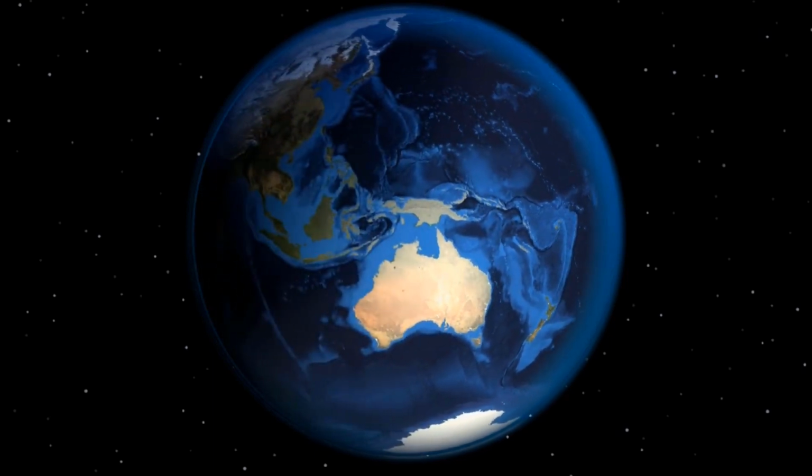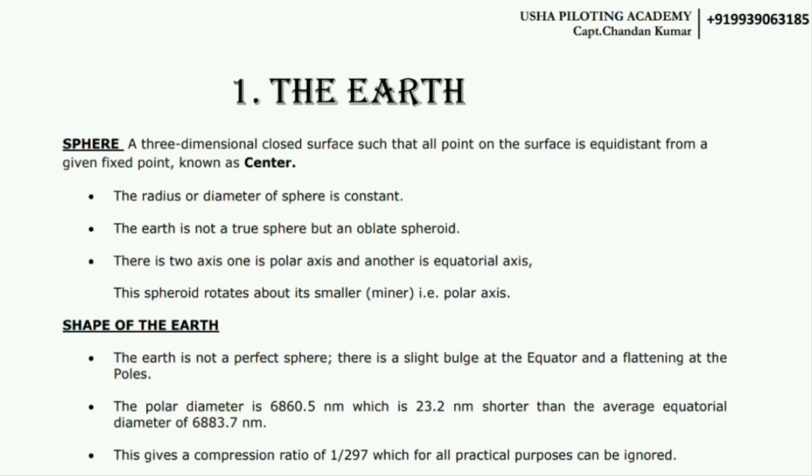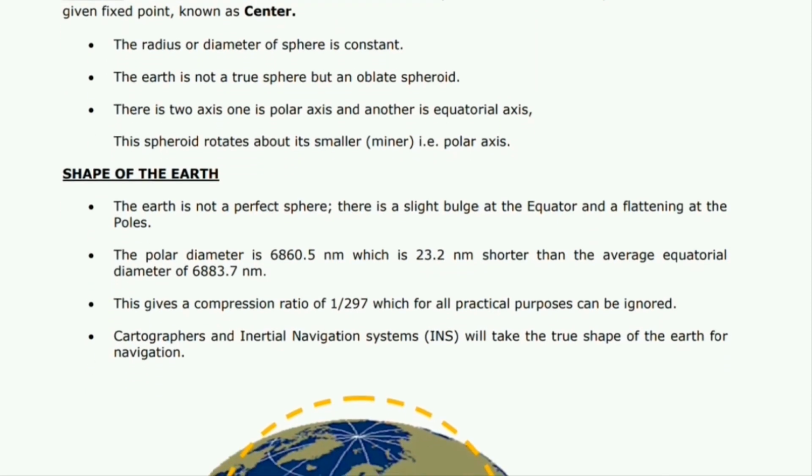Hey guys, we'll study more detail about the earth in these notes. So the first topic is a sphere, a three-dimensional closed surface such that all points on the surface are equidistant from a given fixed point known as center. The radius or diameter of a sphere is constant. The earth is not a true sphere but an oblate spheroid. There are two axes, one is the polar axis and another is the equatorial axis. The spheroid rotates about its smaller axis, that is called the polar axis.